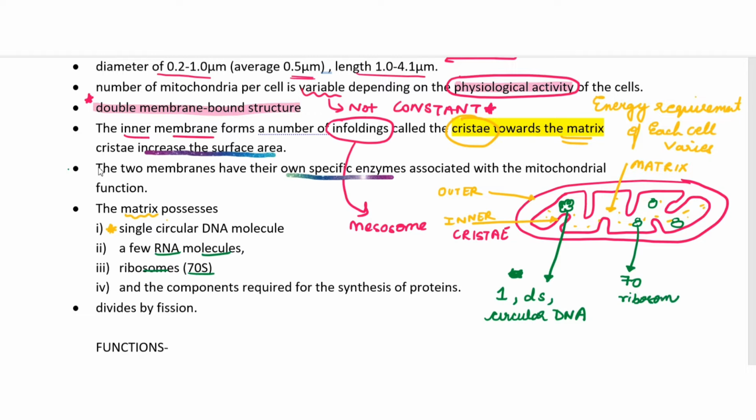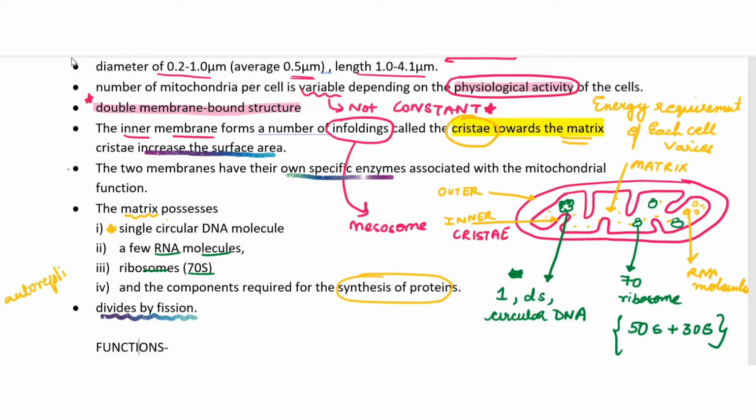So remember, the DNA is single, double-stranded, circular DNA, important. And the ribosome is 70S type, which is composed of 50S and 30S subunits and few RNA molecules. And they have their own machinery to synthesize their own proteins. And this mitochondria is capable of autoreplication. It divides by fission, so it can replicate on its own. So it is the organelle capable of its own division.